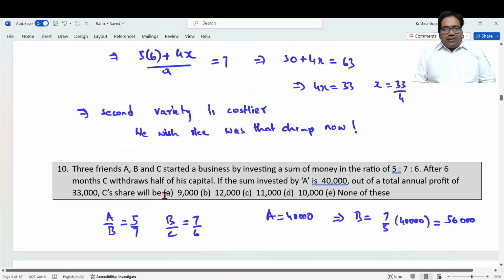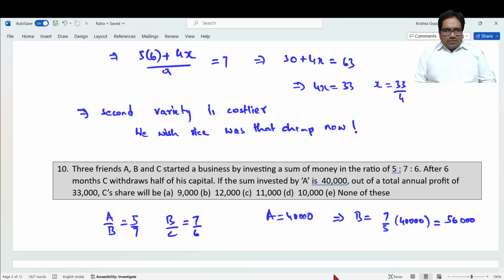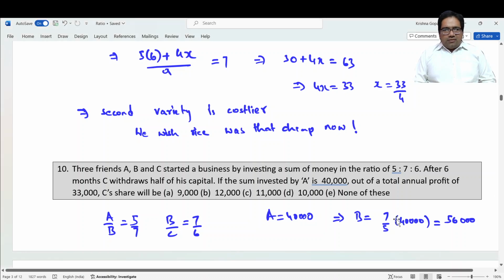Let's try one more thing. Three friends, A, B, and C, started a business by investing money in the ratio 5 is to 7 is to 6. After 6 months, C withdraws half of his capital. If the sum invested by A is 40,000, out of a total profit of 30,000, how much would C's share be? Okay. A is to B is to C, we know, is 5 is to 7 is to 6. And A is 40,000.